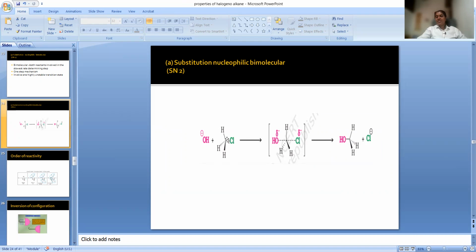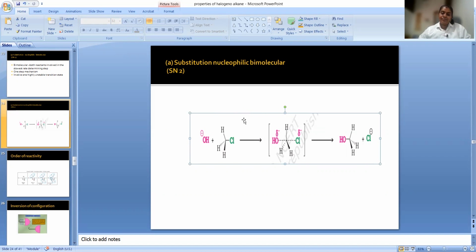So the SN2 mechanism is a single step mechanism. In the single step mechanism, both the reactants are involved. This first step is the slowest step, or the rate determining step. So in the first step, both the reactants are involved. That is why the mechanism is bimolecular. And there is an approach of the nucleophile. That is why it is called nucleophilic bimolecular. And there will be substitution of chlorine by the nucleophile. That is why it is called a substitution. So it is substitution nucleophilic bimolecular, or the SN2 mechanism.